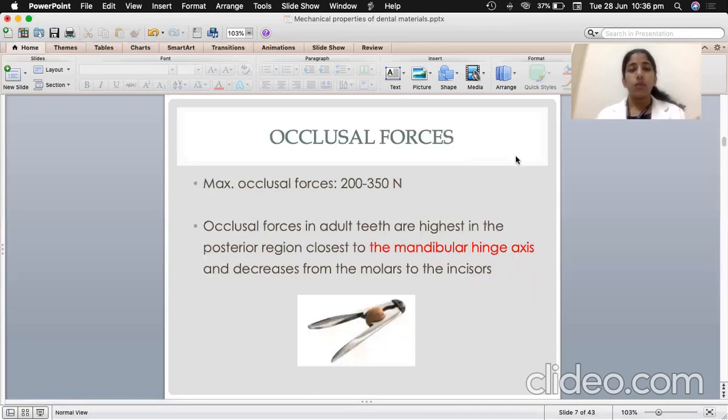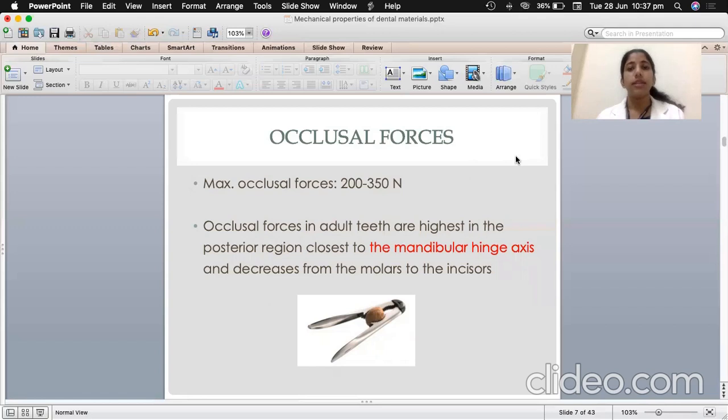Coming to the occlusal forces. In dentistry, we are mostly discussing the occlusal forces acting inside our oral cavity. The average force acting in the oral cavity is about 200 to 350 Newton. Okay, in natural tooth it is 200 to 350 Newton.